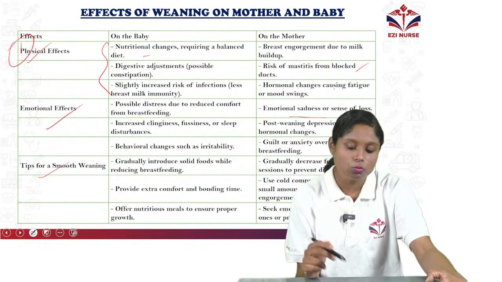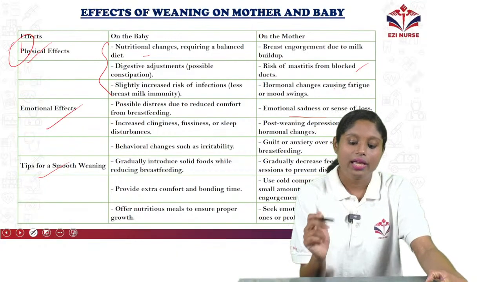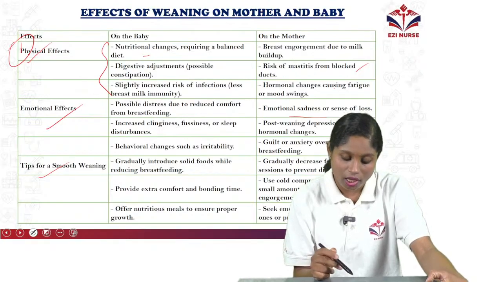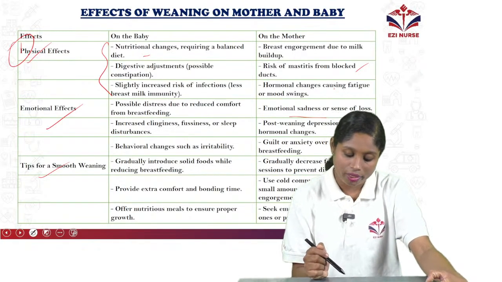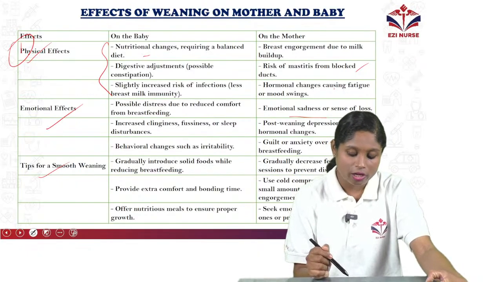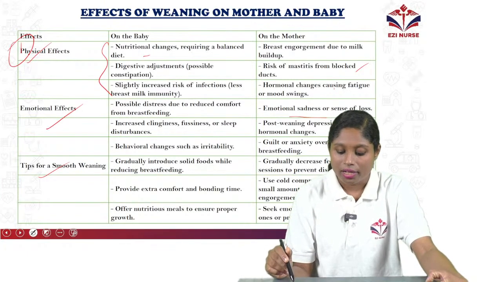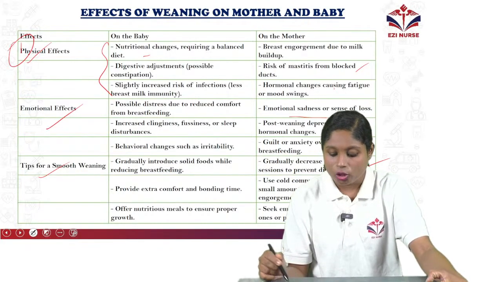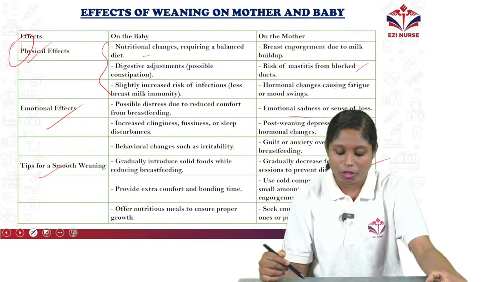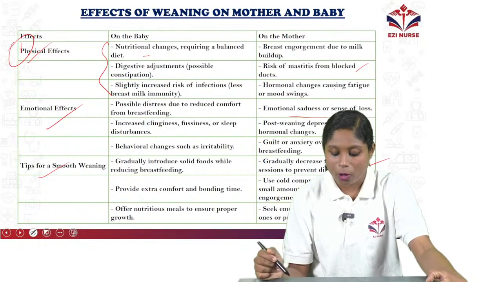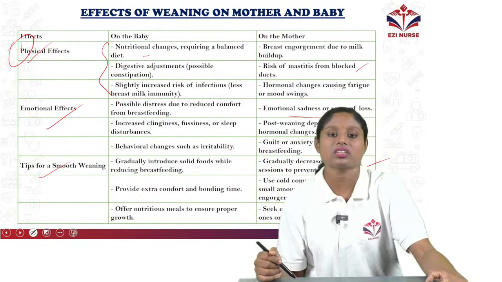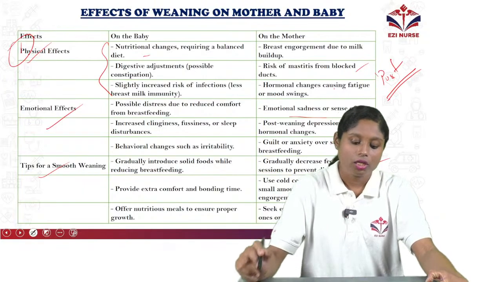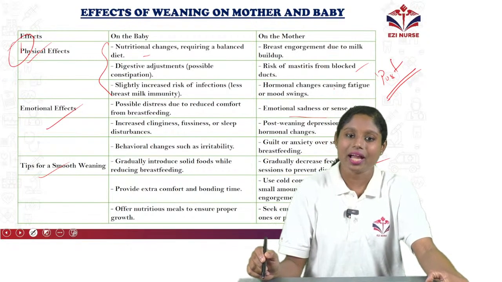Coming to the tips for smooth weaning. In the case of the baby, gradually introduce solid foods while reducing breastfeeding. Provide extra comfort and bonding time. Offer nutritious meals to ensure proper growth. For the mother, gradually decrease the feeding sessions to prevent discomfort. Use a cold compress and express a small amount of milk to relieve engorgement. Seek emotional support from loved ones or professionals if needed, because postpartum depression is common among mothers. So these are the effects of weaning on mother and baby.